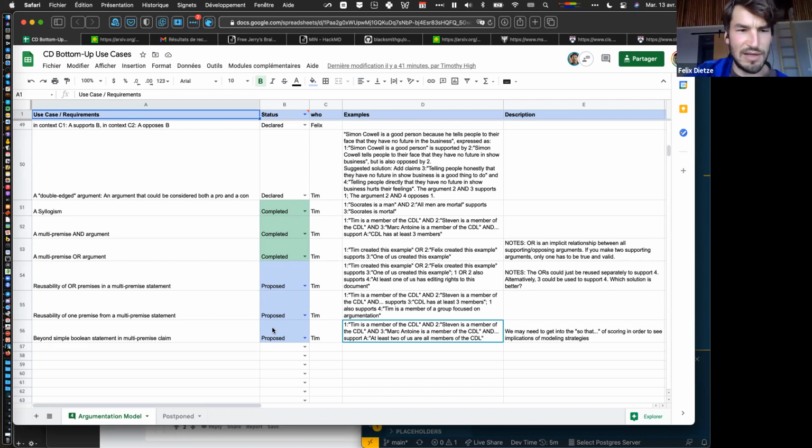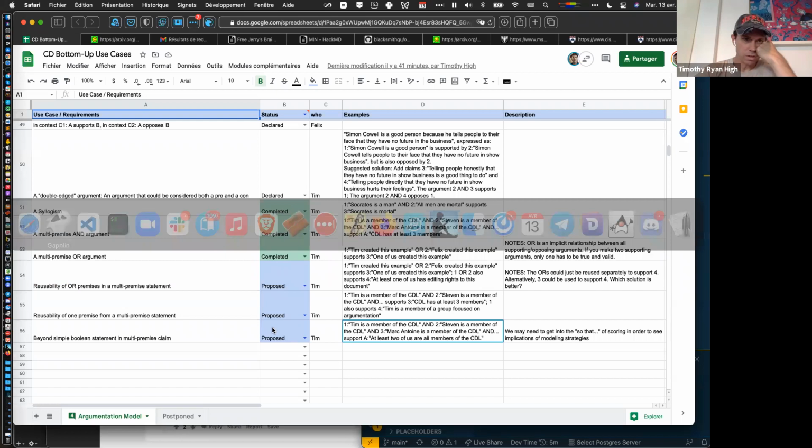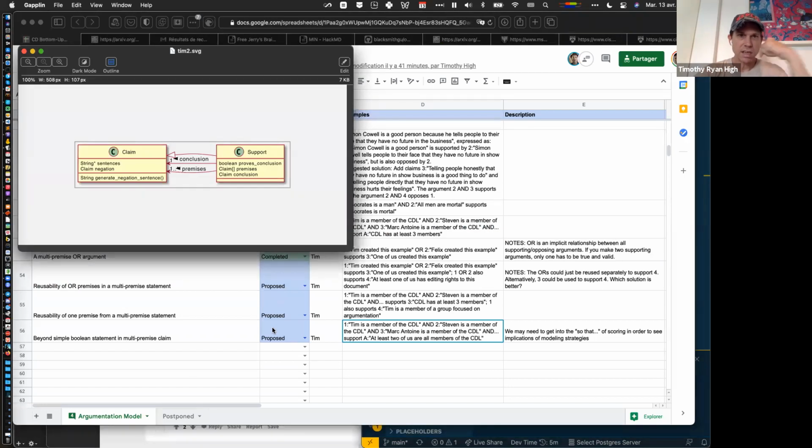Okay, makes sense. So then how did we model 52 at the end? We didn't have to, because having multiple supports is all you need to model an OR. How do we do 52? Good question. There's an implicit and in multiple premises. So go back to the model. The way we implemented it was turning claim premise into a list of premises with an implicit and relationship.